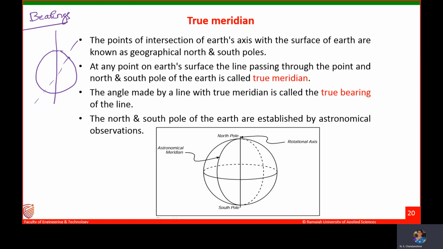Then there is one more, that is the arbitrary meridian. Arbitrary meridian means we can fix any random direction, consider that as datum, and measure all the angles with respect to that reference line. That is called an arbitrary meridian.